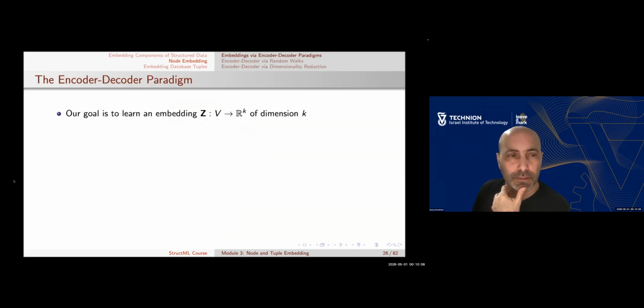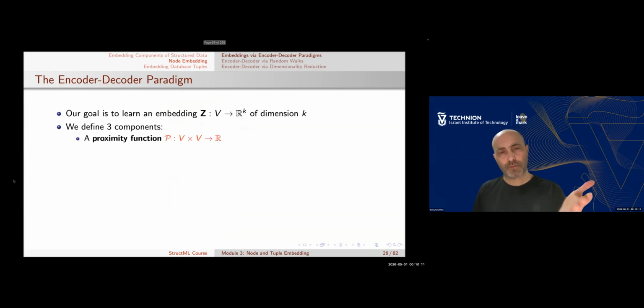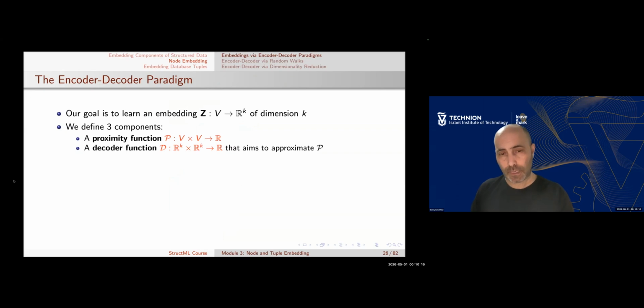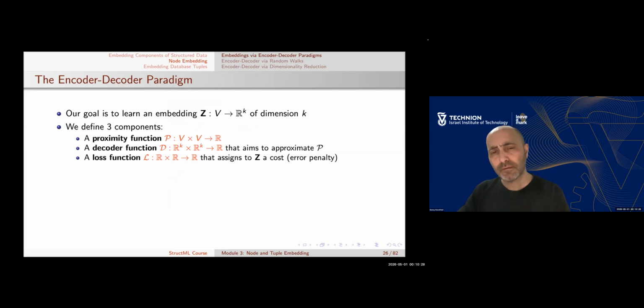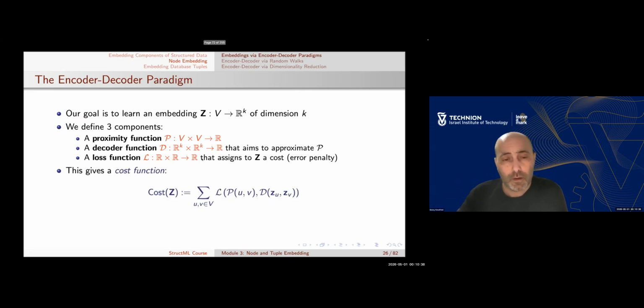Okay, so put it in more formal terms. We want to learn this embedding Z. We define three components: the proximity function P, taking two nodes and producing a number; a decoder function, taking the embeddings of length K of two nodes and producing a number. And we want this number to be close to P. So we have a loss function that takes these two numbers of P and D and returns a number. This is the loss, how much we are losing, how far the two nodes are from each other, and that defines the cost.